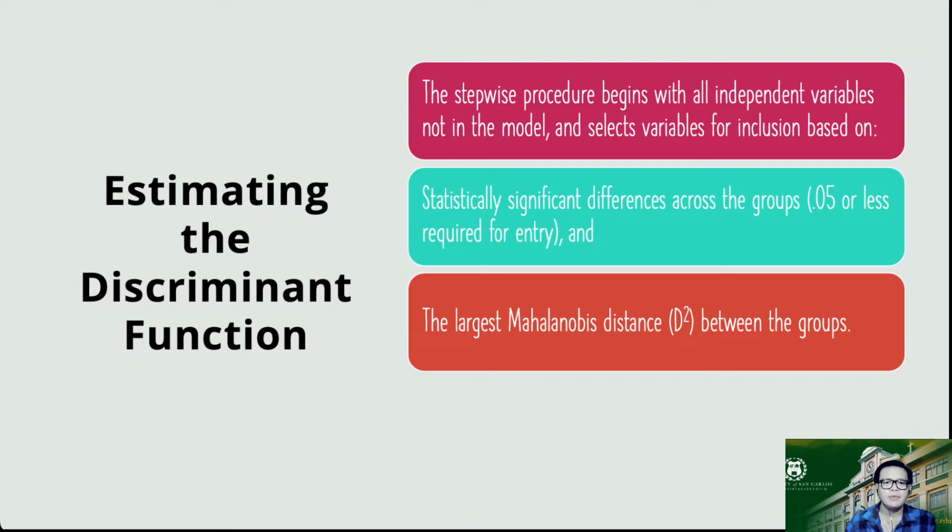So we really have to identify first the independent variables in order for us to select for inclusion, which we base on two different ways. Statistically significant difference across groups, which has 0.05 or less required for entry, and of course the largest Mahalanobis distance, which is D squared, between the groups.